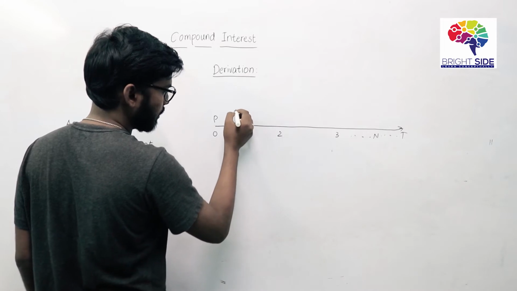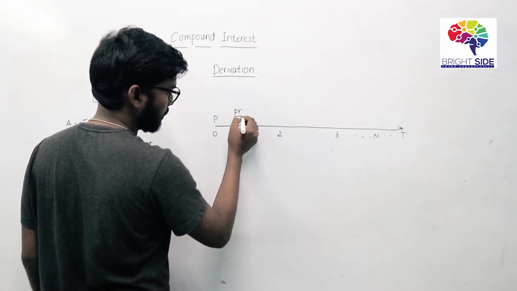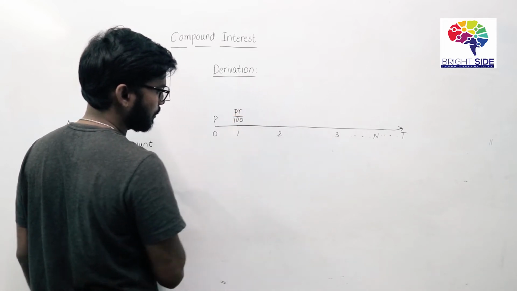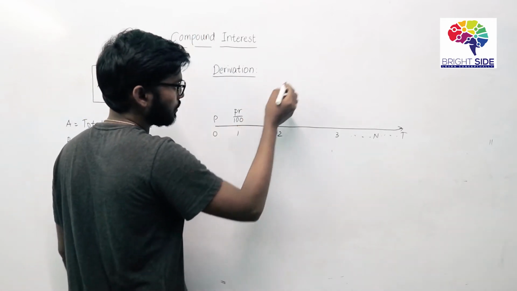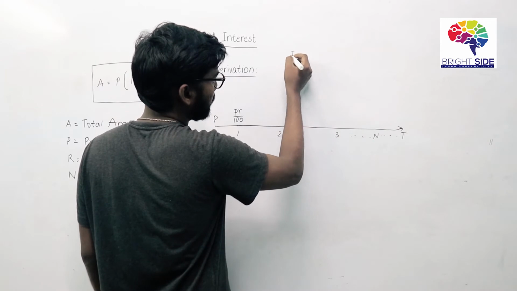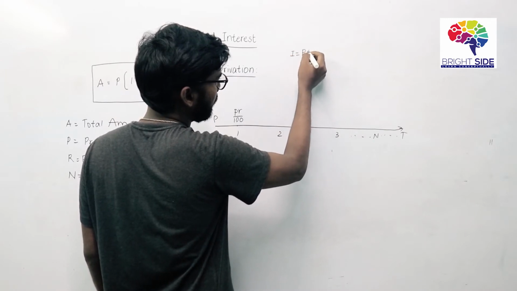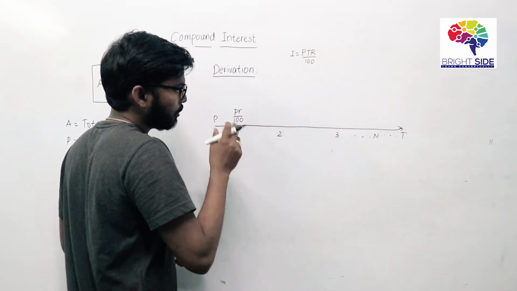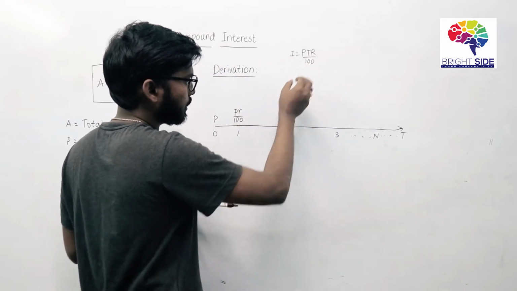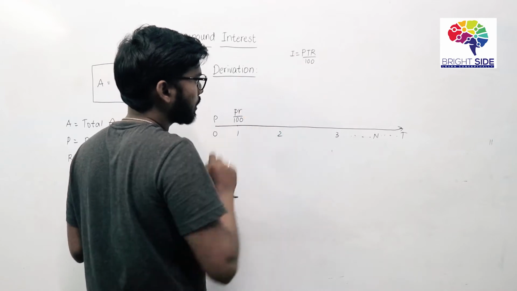So first, suppose we take an amount P, after completing 1 year, what would be the interest? PR by 100. How would I know that? So interest is PTR by 100. You may ask me that this formula is regarding simple interest, right?